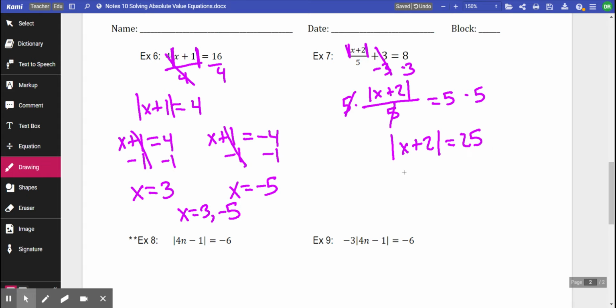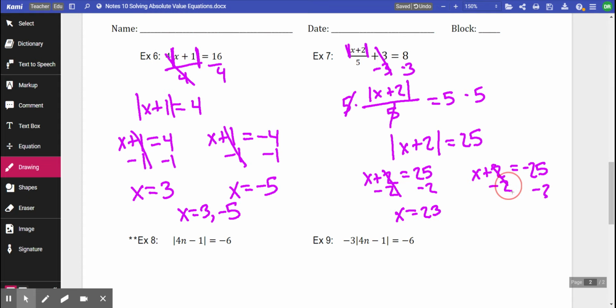Now that we have the bars by themselves, we write what's inside twice. We set it equal to the positive and the negative. All right, and then we're going to get x by itself. Here we'll have to subtract 2, and that'll give us x is equal to 23. We'll have to subtract 2 here too, and this is going to give us x is equal to, sorry, this looks bad, negative 25 minus 2, that's negative 27. So this one, the 2 answers would be x equals 23 and negative 27.